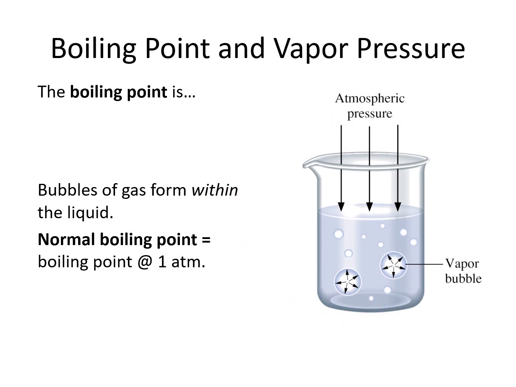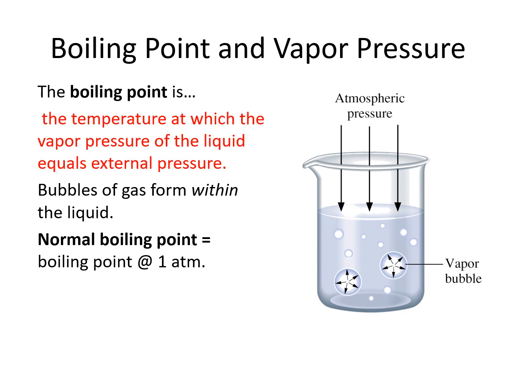It turns out that boiling point and vapor pressure are related to one another. The boiling point of a liquid is the temperature at which the vapor pressure of the liquid equals external pressure. And when those two pressures are equal, we start to see vapor bubbles forming within the liquid, and that's what we call an active boil.